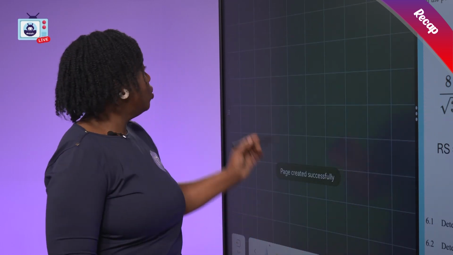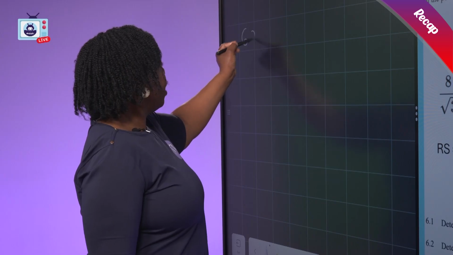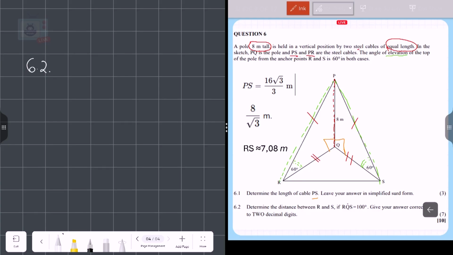Let's check the second one. Hope we have time for it. So the second one, they say determine the distance between R and S. You have already done what you have to do, but they said if RQS, which is the angle Q, is 100 degrees. So come label it. 100 degrees is your RQS. Right. So give your answer correct to 2 decimal places.